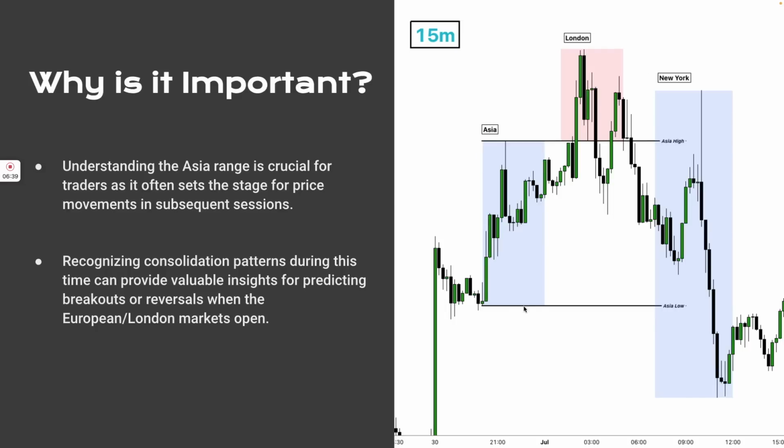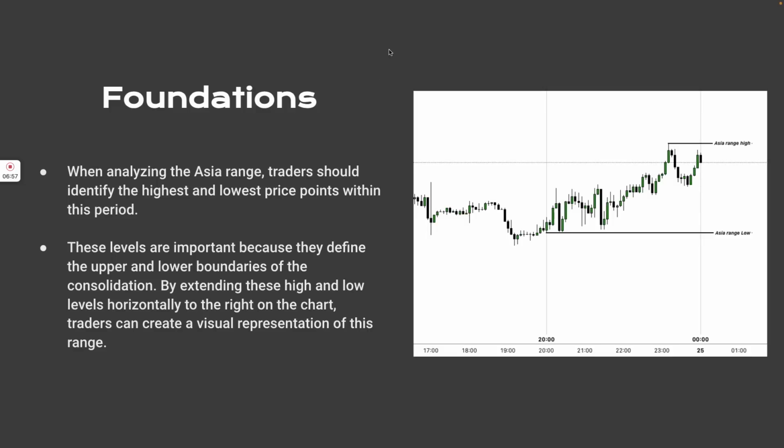So we sweep Asia range highs, break back into the Asia range, and where will we go? Likely the opposing end of the Asia range low, and then a final destination. So here are the foundations of the Asia range and its model.